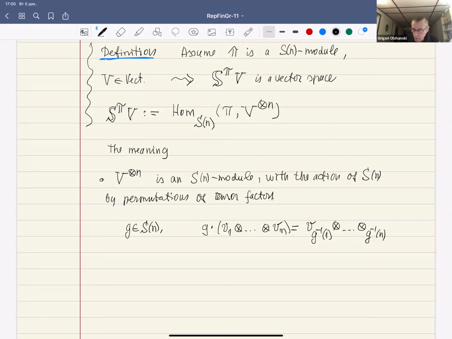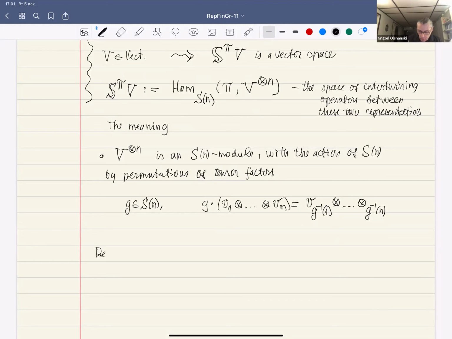So this is the same, the space of intertwining operators between these two representations of modules, which is the same. So this is the definition.